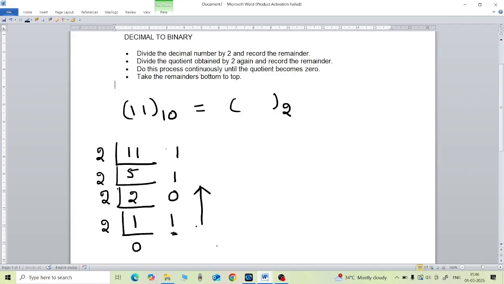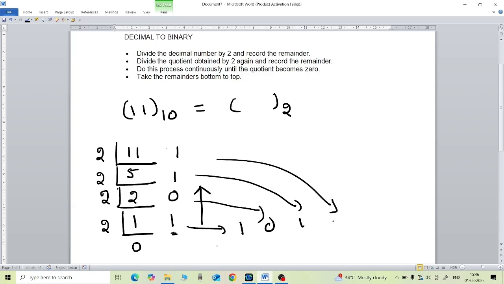So we'll be getting 1, that is this one, then 0, then 1 and this 1. So 1 0 1 1 is the binary equivalent of decimal 11. So we'll have to represent it like this: 1 0 1 1 to the base 2. We will see another example.